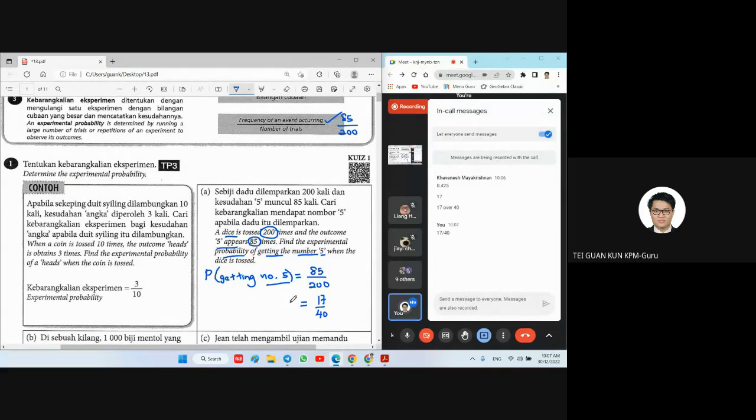So this is the way to calculate the probability of the frequency of an event. Okay, the event that we want. So for this question, what is it? The event that we want is getting number 5. How many times? 85. Out of how many trials? Total is 200. So the probability is 85 over 200. Then simplify, then get the answer. The probability. That's all.